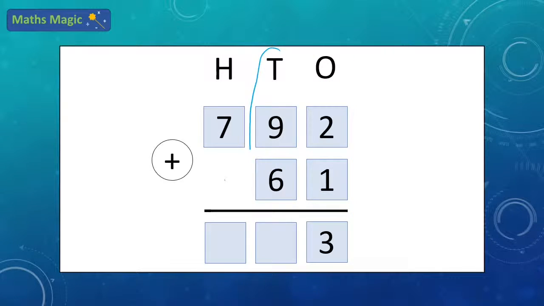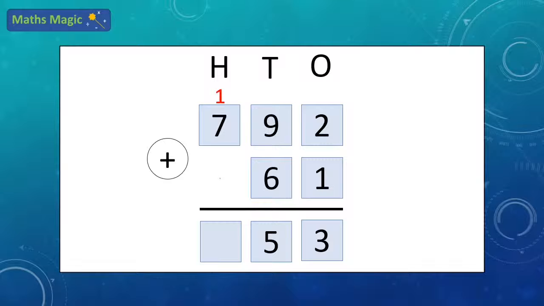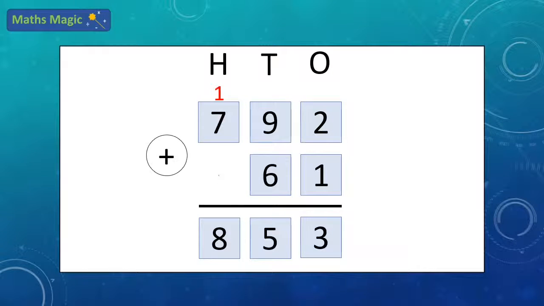Our next step, to have a look at our tens column. 9 plus 6 equals 15, although we cannot put 15 completely in the tens column. So we put our 5 down and we rename our tens, which would go here above our hundreds column. Okay, so our original question would be 7 plus nothing, but now we've got to include our 1 that we've renamed also, so it's 7 plus 1, which equals 8. So now you can see that 792 plus 61 equals 853.